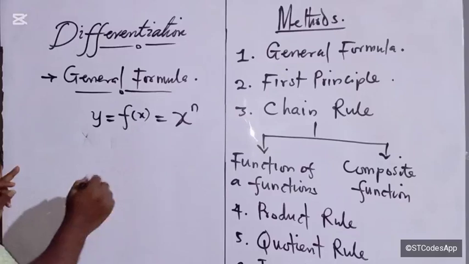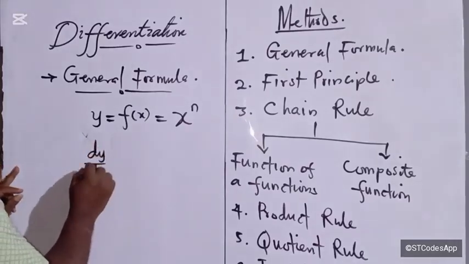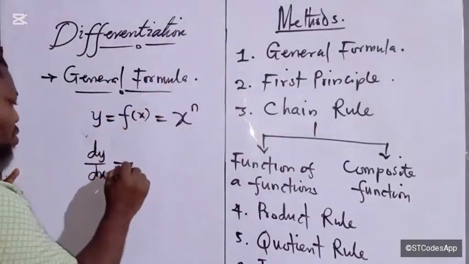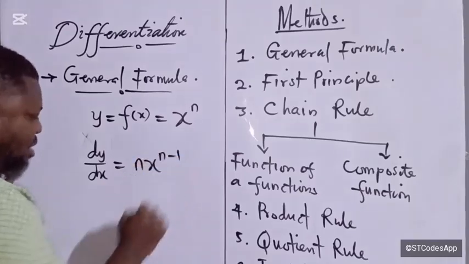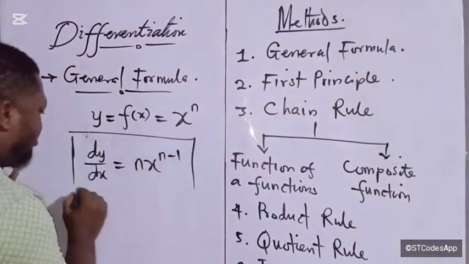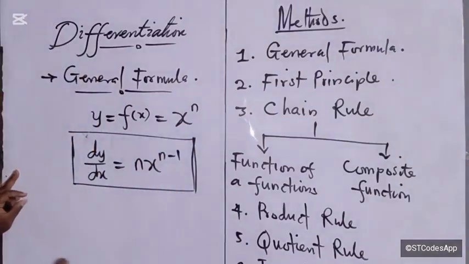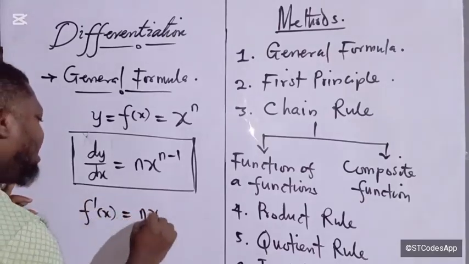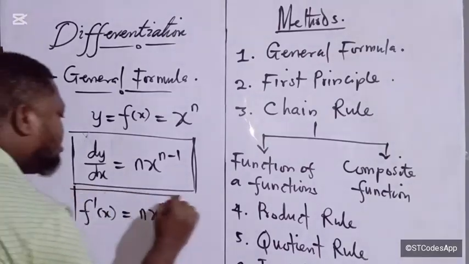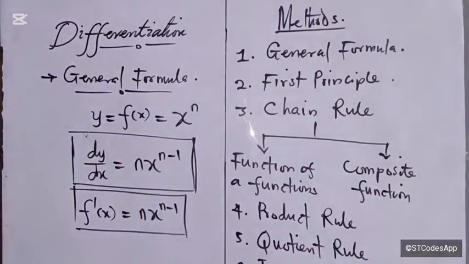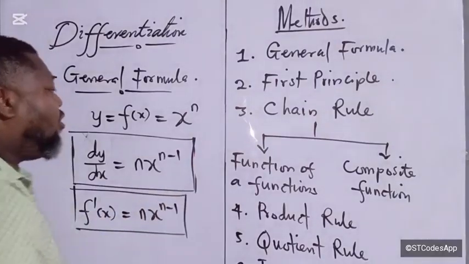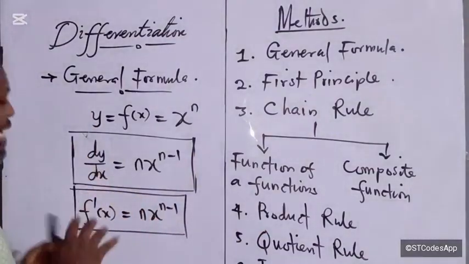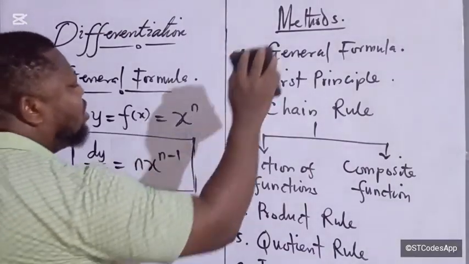In this case, the formula is simple. The derivative dy/dx is equal to this n will come down to multiply the function x. We have n times x, then subtract 1 from the power. This formula is called the general formula for differentiation. You can also see it as f prime of x is equal to n x to the power n minus 1. So we'll call this the formula for differentiation. Let's go.